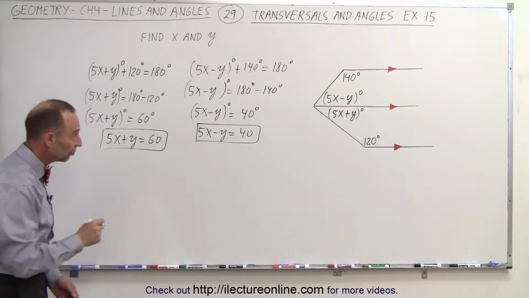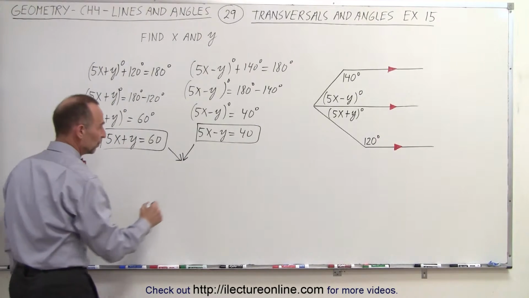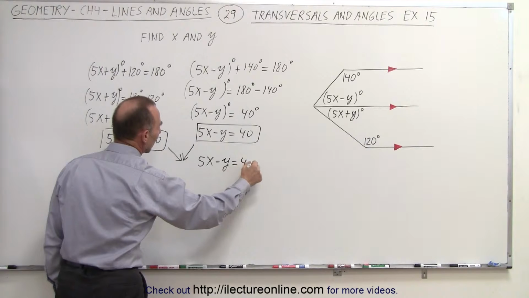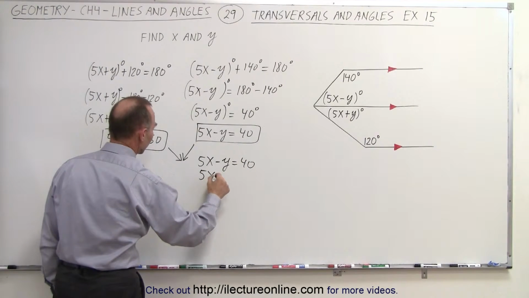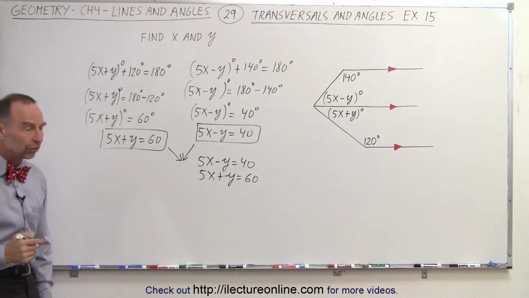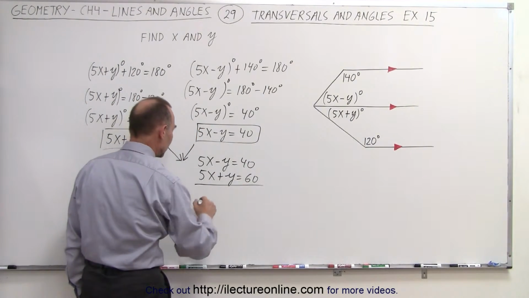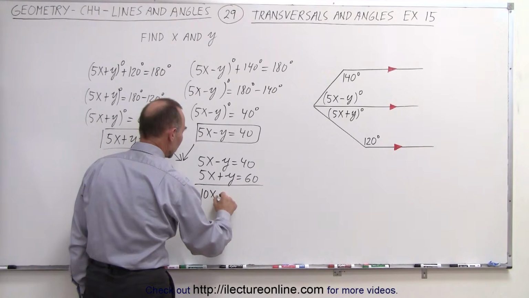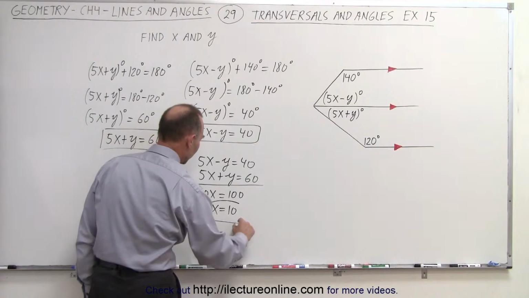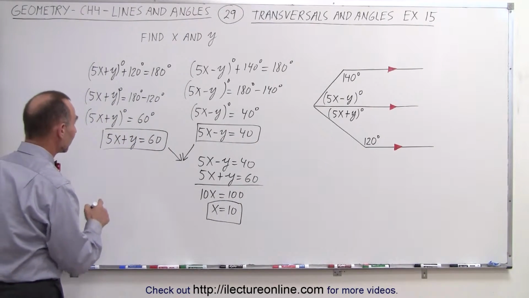Now we can solve these two equations simultaneously by using the method of elimination. We can take the equation 5x minus y equals 40 and add to that the equation 5x plus y equals 60. So we add these two equations. Notice when we do that, the variable y is eliminated, and we end up with 10x equals 100, or x equals 10. So now we have a value for x. Now we can plug that into one of our equations to get the value for y.